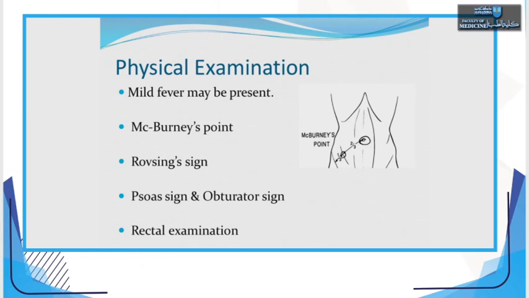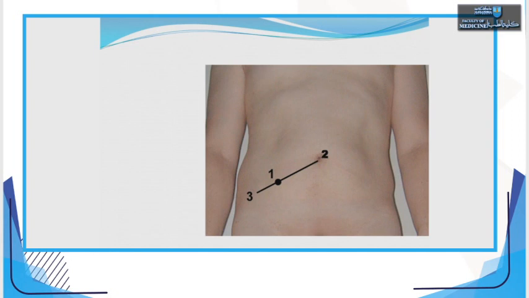Psoas sign and obturator sign. The psoas sign is the irritation of the psoas major with flexion of the hip. Trying to extend the hip elicits exaggeration of the pain. PR or rectal examination may show some tenderness at the tip of the examining finger if the appendix is touching the rectum. This is again the McBurney's point.